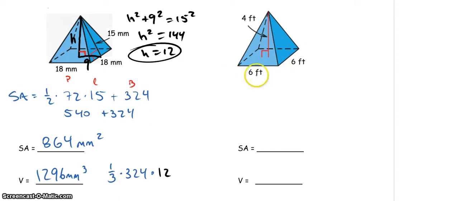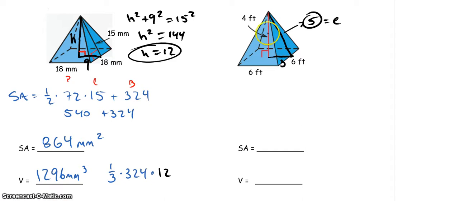Now over here's a little different situation. Same idea, we have a square base. They're giving us the height, but now we're missing the slant height. So we create the same triangle. We know that piece is 4, that piece is 3. That's a 3, 4, 5. So my slant height is equal to 5.